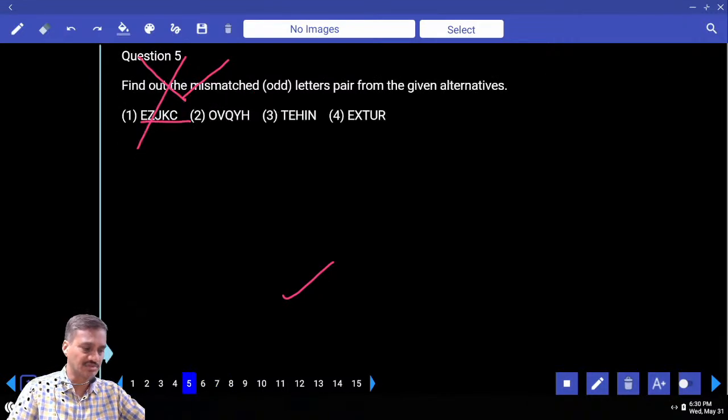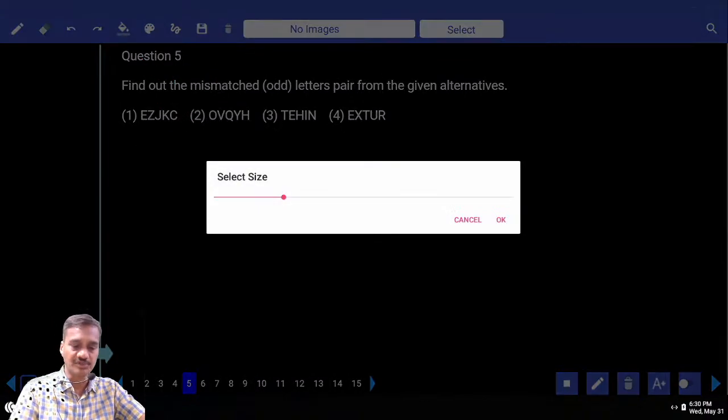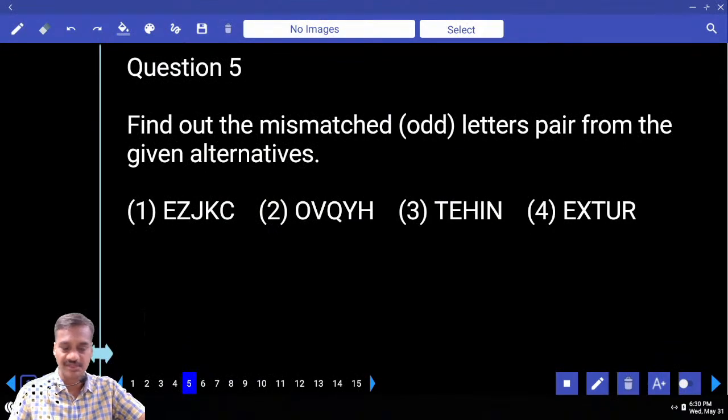And the fifth one is missed out. Then question number 5. Now it is based on odd man out. Now this odd man out: E, Z, J, K and C. E, Z, J, K and C, the difference between the elements is not following a particular pattern.